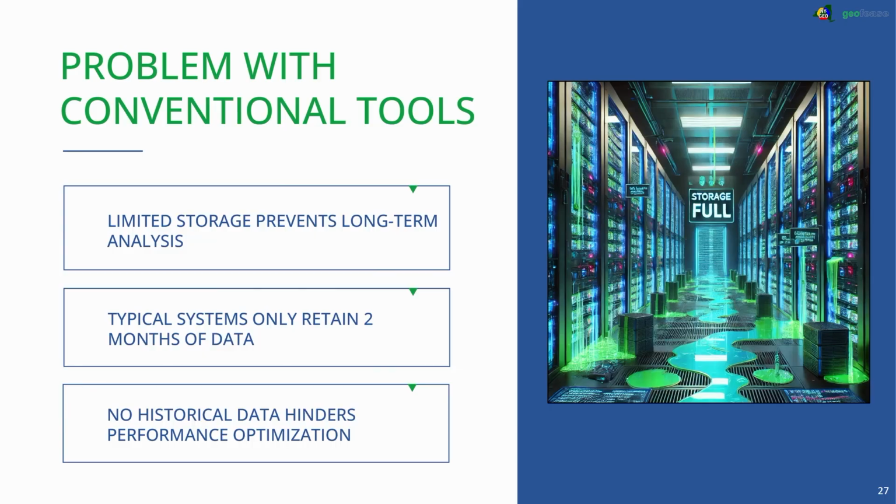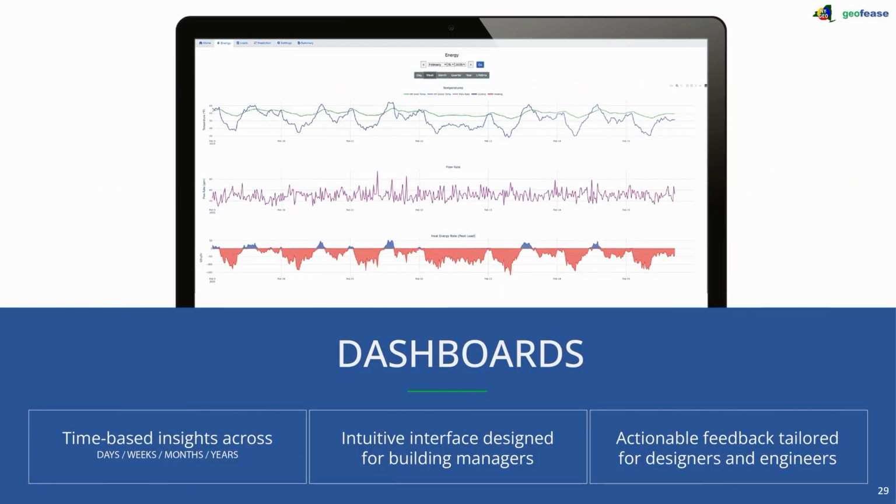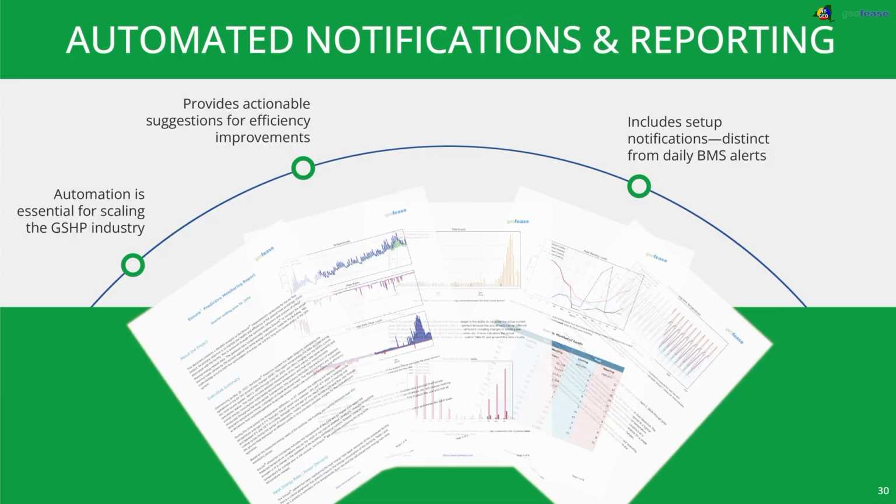So what are some key features for monitoring systems then? Well, in our opinion, time-based insights across not only days and weeks, but months and years. We have an intuitive interface for designers and building managers, and then actionable feedback tailored for those designers and engineers. Automated notifications and reporting. So again, this goes back to that scalability issue, right? If we have folks creating reports, those engineers could be spending their time maybe doing more interfacing with the customer and less number crunching.